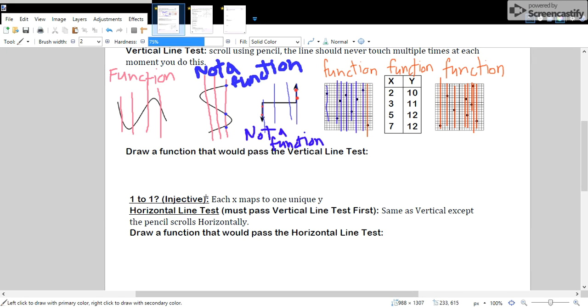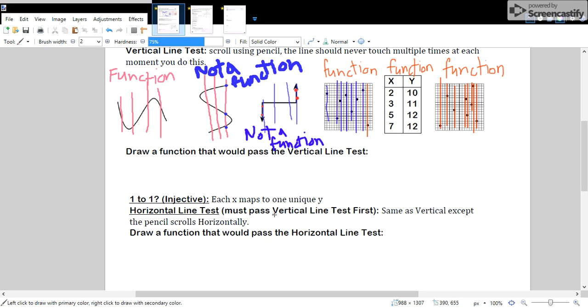One-to-one. A fancy name for that is injective. Each x maps to one unique y. That means that the x's and the y's cannot repeat. So if you look back at this table, this is a function, this is a relation, but it's not a one-to-one function. One-to-one is a special function where the x's and the y's do not repeat.